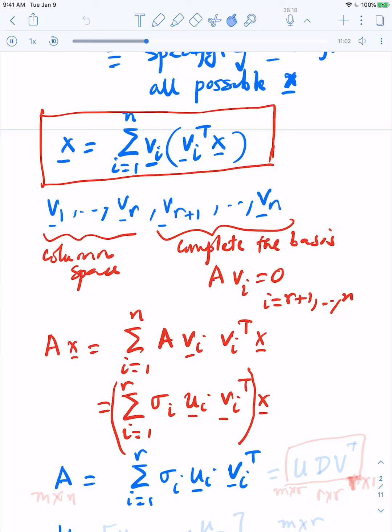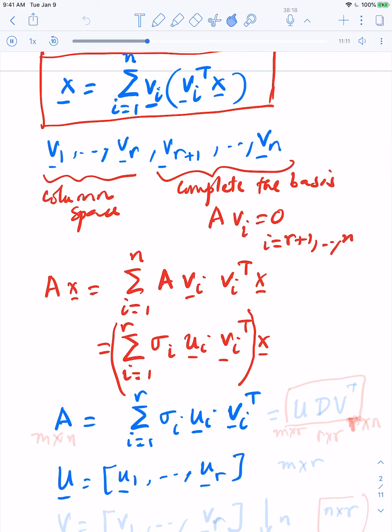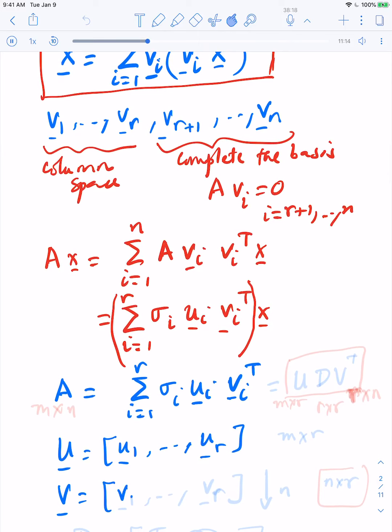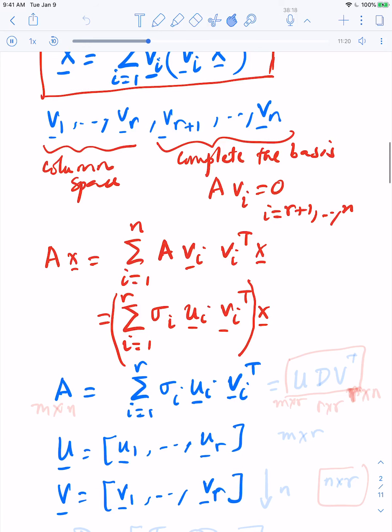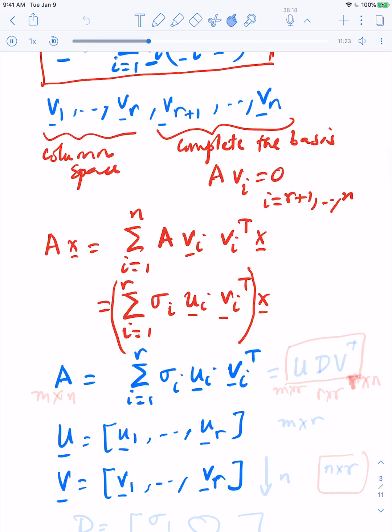So I can define a matrix U, which has the U's as columns, U1 through UR. I can define a matrix V, which has the V's as columns. What are the dimensions of these matrices? Well, the V's are part of a basis for n-dimensional space. So in this direction, it is length n, and there are R of them. So basically, this is an n cross R matrix. Similarly, the U is an M cross R matrix.